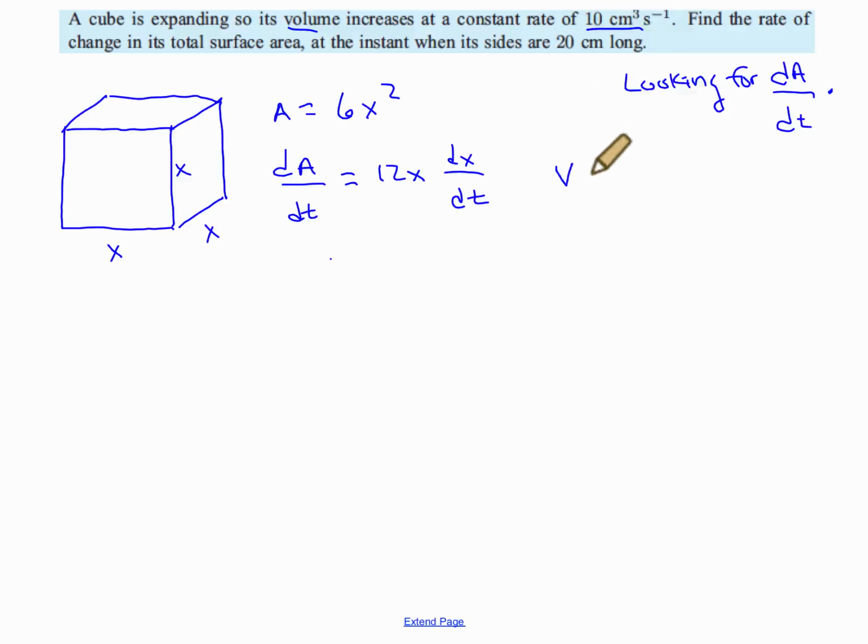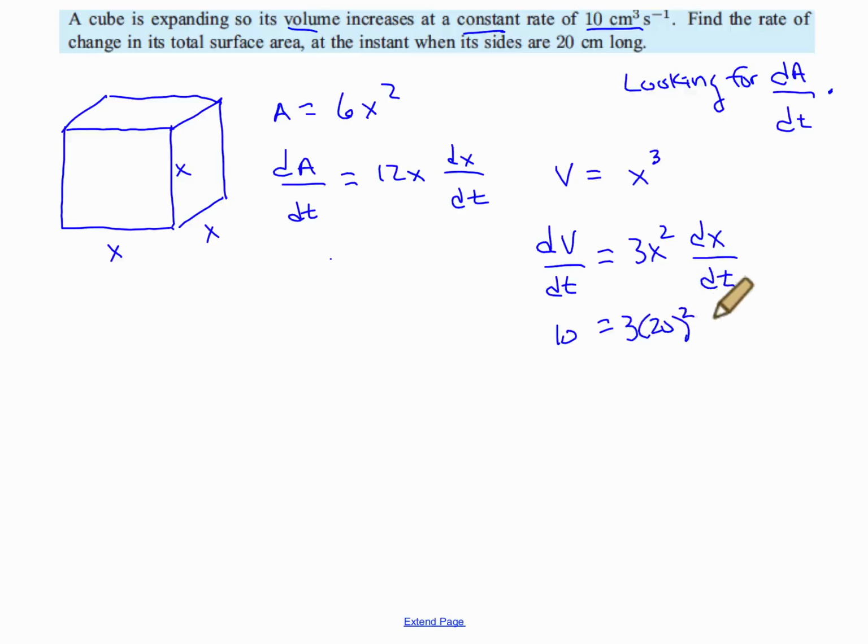Well, the volume of this cube is equal to x cubed. And if I take the derivative with respect to t, dV/dt is equal to 3x squared dx/dt. There's dx/dt. And I know the rate at which the volume is increasing. That is 10 centimeters cubed per second, and it's constant. So I can substitute that in. We are looking at the instant when x equals 20, so that's 3 times 20 squared times dx/dt.